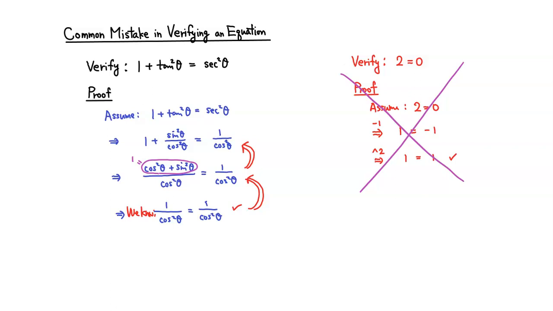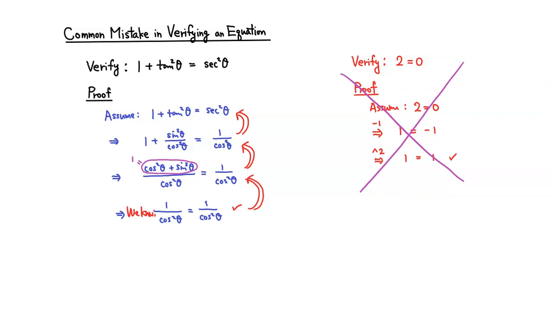Replacing sine theta over cosine theta with tangent and 1 over cosine theta with secant, we can come up with the equation we're trying to prove. So you should always start with something that is already true, then use the chain of implication to reach the statement you're trying to prove. So that's one way. And my favorite method is to start with one side and then use a chain of equality to get to the other side.